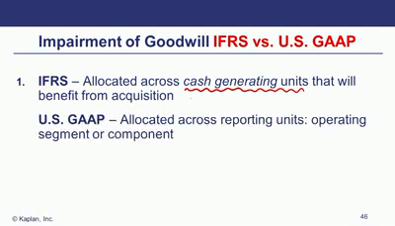Now again, US GAAP says very similar, allocated across reporting units. And now again, there could be a slight difference between a cash-generating unit and a reporting unit. You could have a reporting unit that doesn't actually generate cash itself. Really, maybe it's a centralized service within the firm.